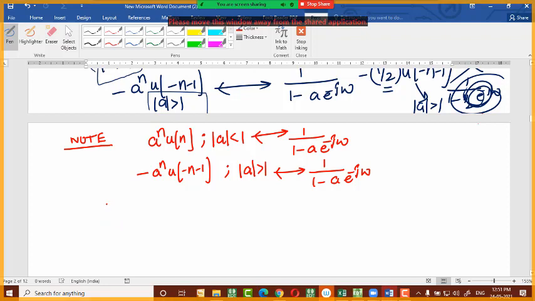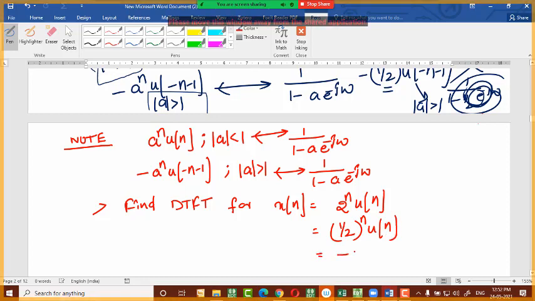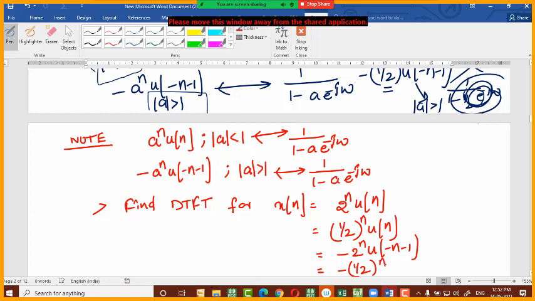Now do some problems. Find DTFT. All of you write down. Find DTFT for x of n is equal to 2 power n into u of n, 1 by 2 power n u of n, minus 2 power n u of minus n minus 1, minus 1 by 2 whole power n u of minus n minus 1.